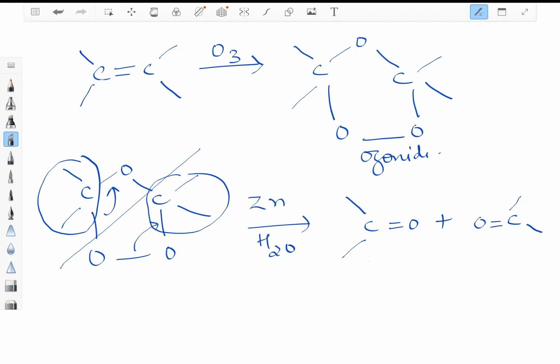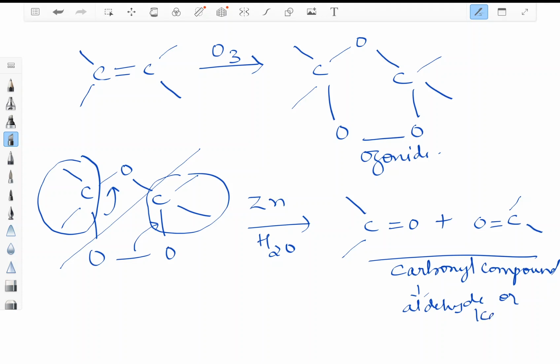So these are the two carbonyl compounds. And one thing to remember here, the carbonyl compound, which can be an aldehyde or ketone, depends on the structure of the alkene which we are going to use. This is the process of ozonolysis.